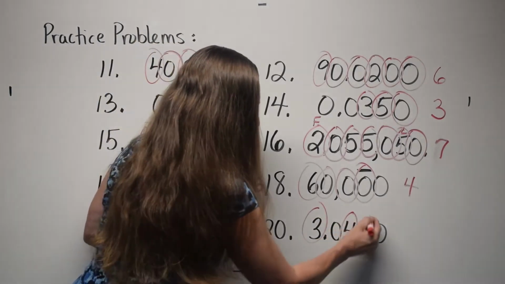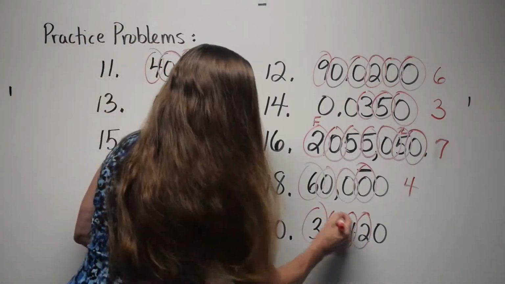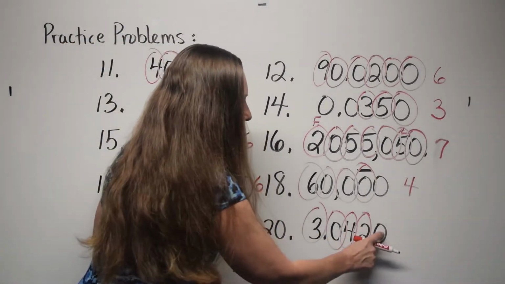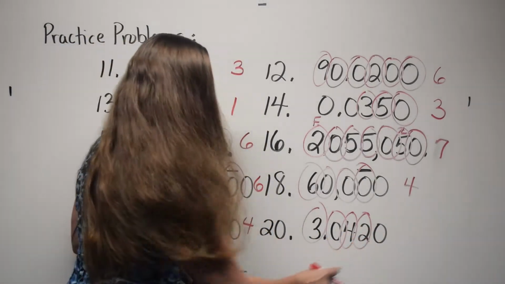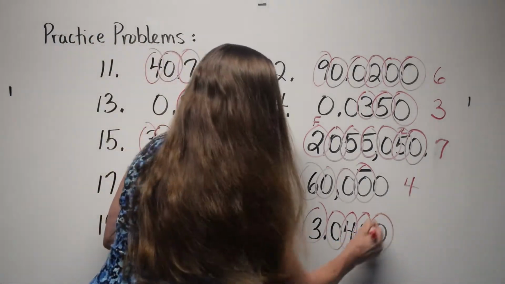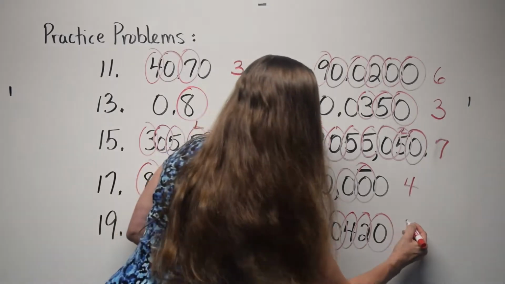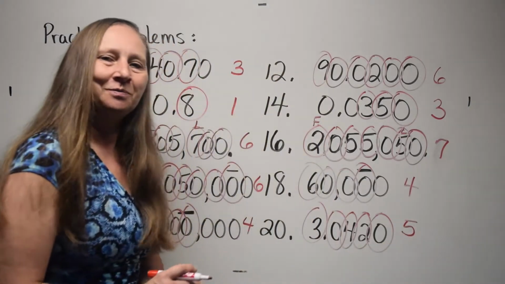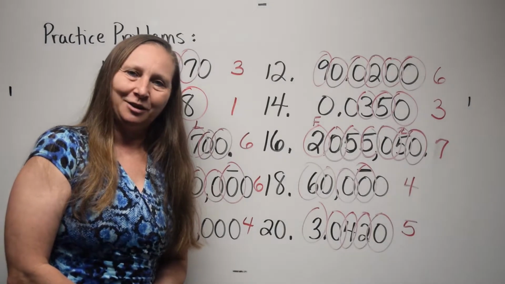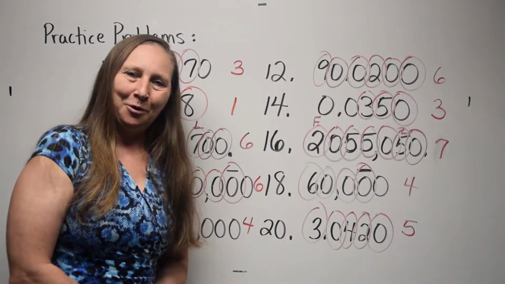Non-zeros are significant. Zeros between non-zeros are significant. Zeros before, there are none. Zeros after the last non-zero, this guy, is significant if there's a decimal. There's a decimal, so this guy is significant. One, two, three, four, five significant figures. All right, now you've got a whole bunch of problems to practice. Try them on your own.